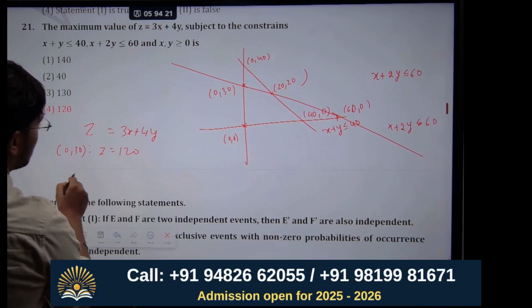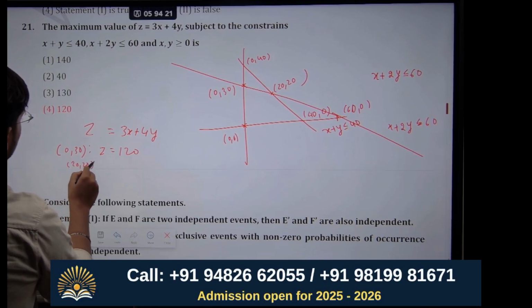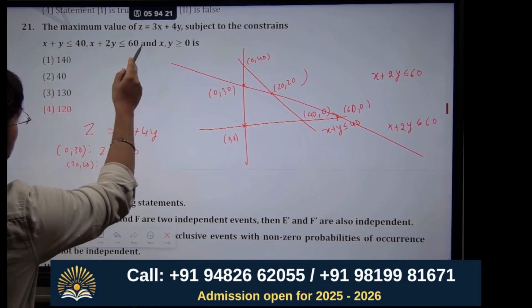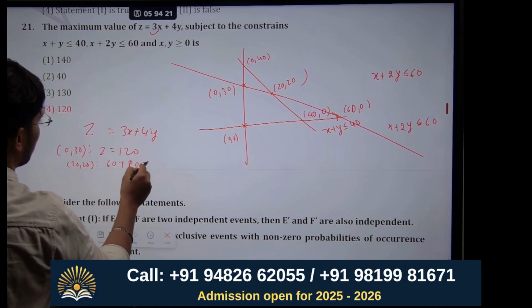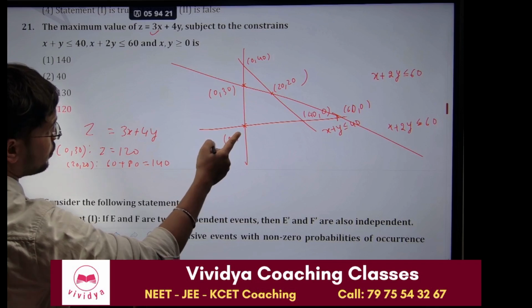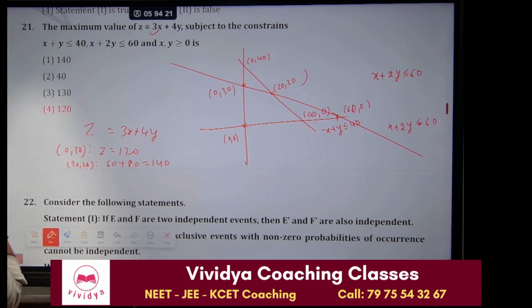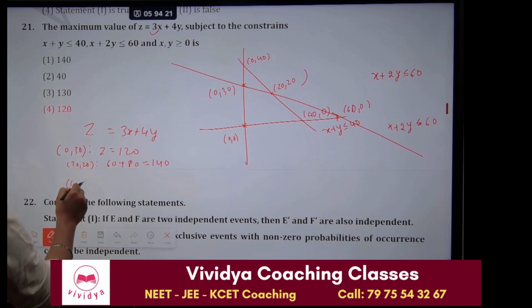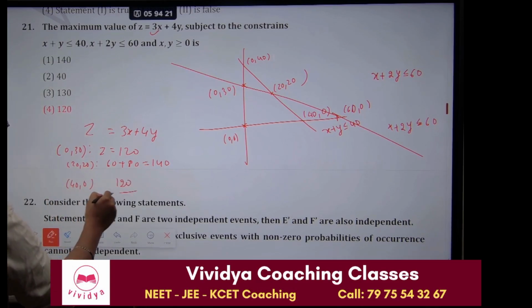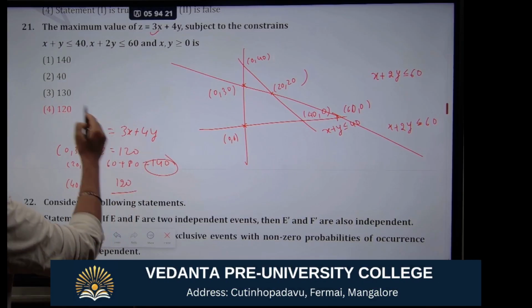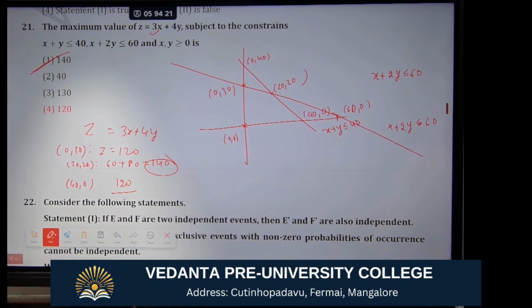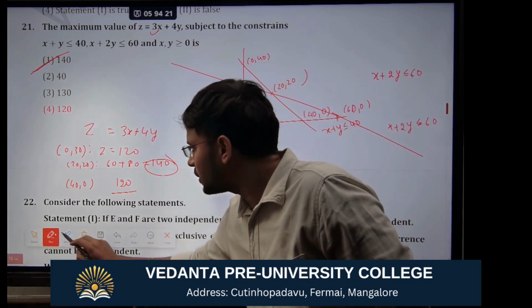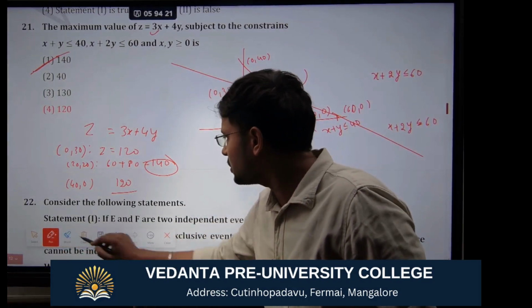Now substitute 20 comma 20. If you substitute 20 comma 20, 3 times 20 is 60 plus 4 times 20 is 80, 140 will come. Substitute 40 comma 0, 120 will come. And 0 comma 0, 0 will come. So 140 will be the maximum answer. Okay. Just a bit of calculation. I thought I'd do it without calculation.